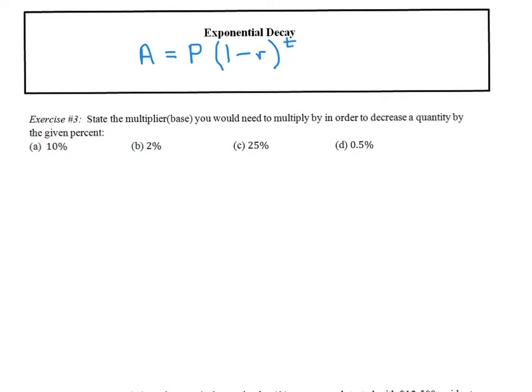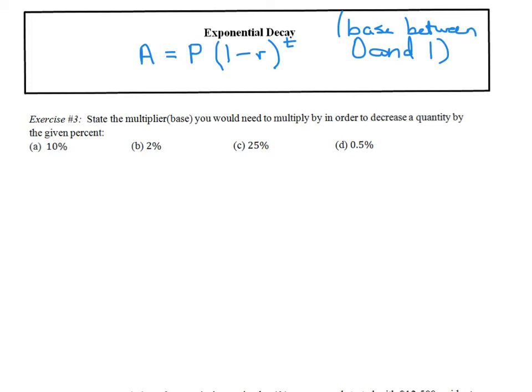Now, when I go ahead and do that, remember that R is a rate and it's a decimal value. So when I take 1 and I subtract a rate that's a decimal value, what happens is that I end up with a base that's between 0 and 1. So that's what tells me that I actually have exponential decay. Now let's look at exercise number 3 so that we can see how this multiplier works when it's exponential decay.